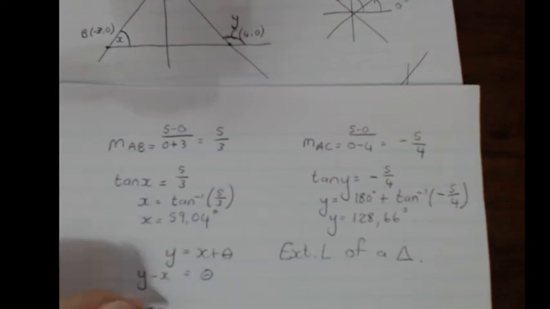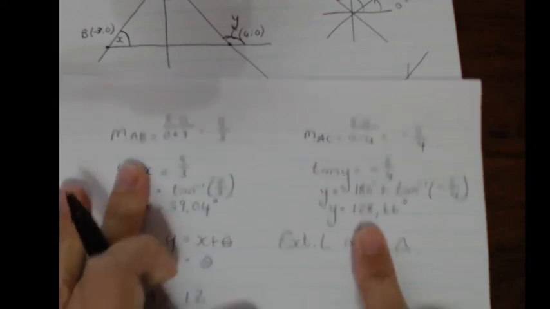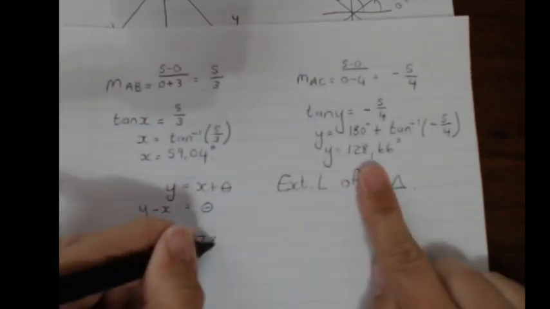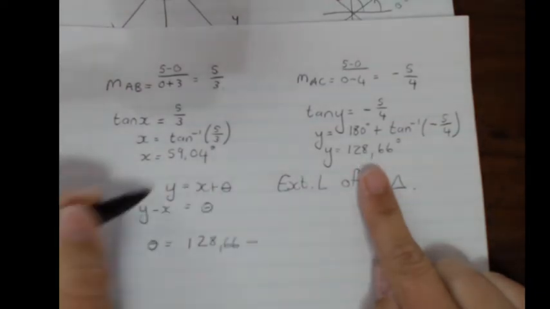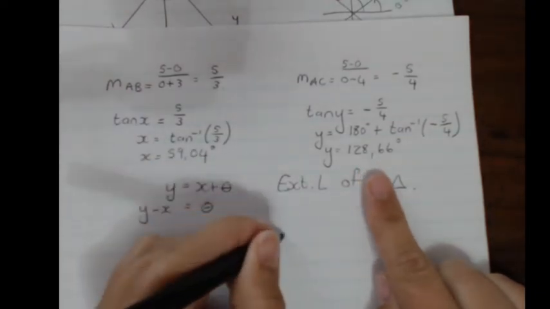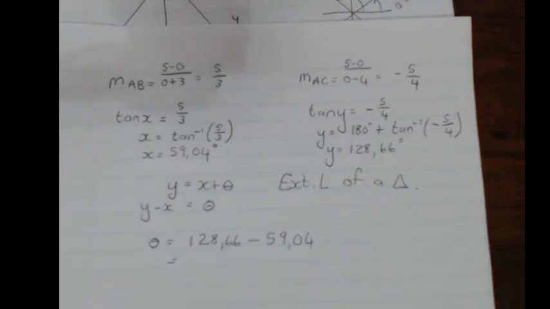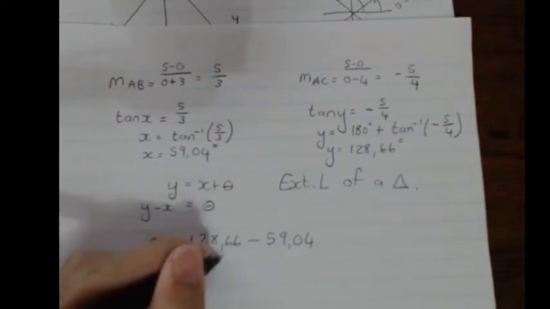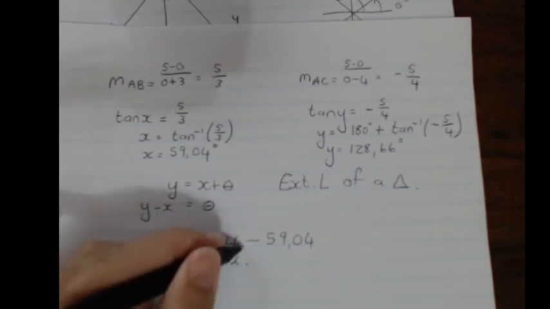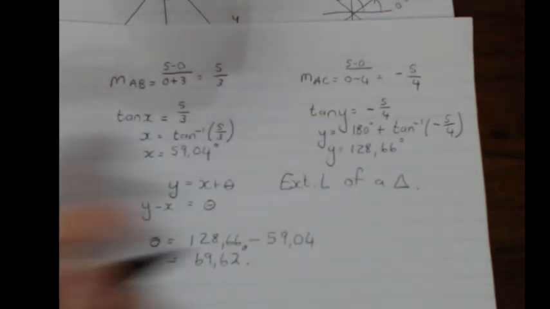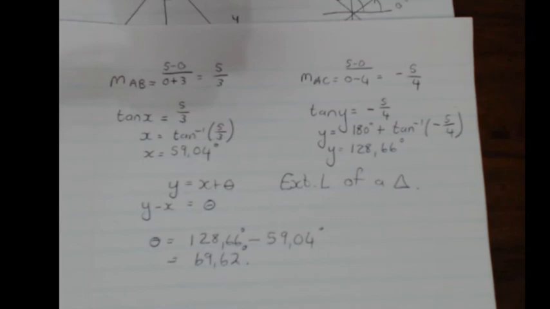So I can write theta as y, which is 128.66, minus x, which is 59.04, and you can use your calculator. 128.66 minus 59.04. On my calculator it gives me 69.62. 69.62 is the value of theta degrees. Okay, right, so that is question 1a.